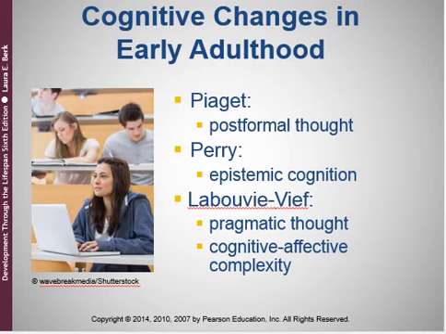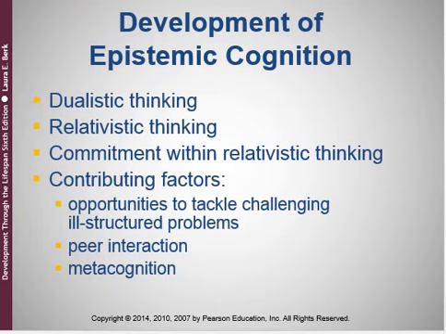Epistemology means the study of knowledge. Epistemic cognition means thinking about how we know things. And we're going to talk in a second about his theory. And then a second theory is going to be Labouvie-Vief's pragmatic or practical thought and cognitive affective complexity. When things get complicated between the cognitive, our thinking, and the affective, our feelings. Okay, epistemic cognition, that's Perry's thinking.